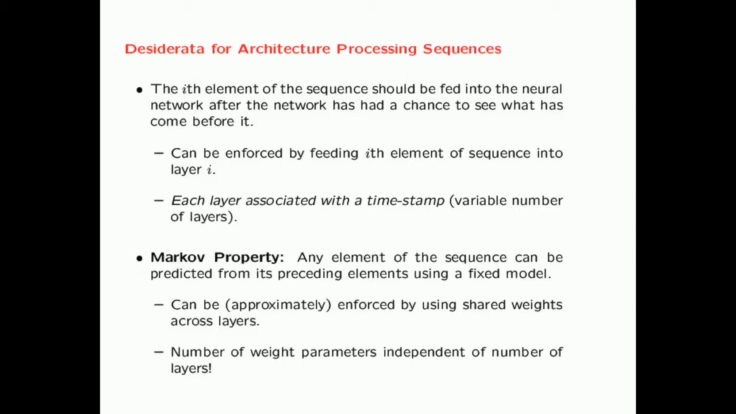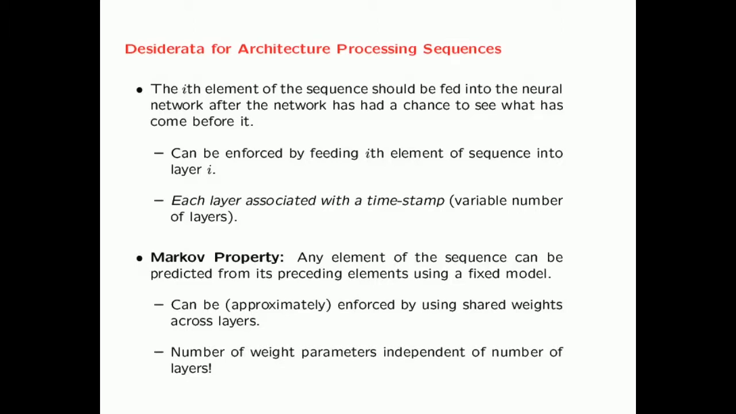Now, the second point is that obviously if the number of layers is increasing with the size of input, the question arises: how are you going to ensure that you have a fixed number of parameters, because each layer is going to have its own set of parameters? Well, the way it's enforced is by using shared weights across layers. What shared weights across layers ensures is that any element of the sequence can be approximately predicted by using a fixed model of all of its preceding elements. So the number of weight parameters becomes independent of the number of layers.